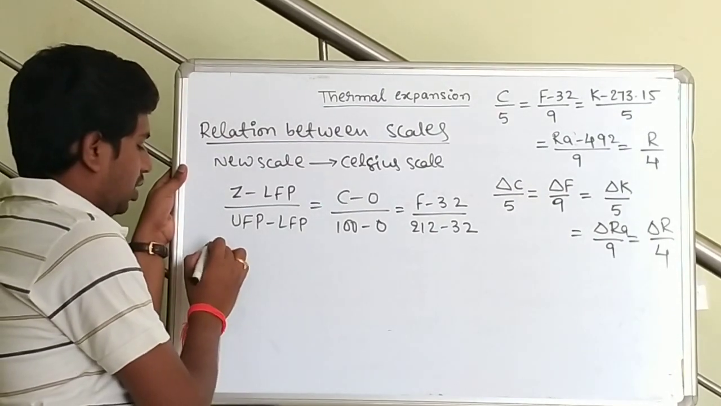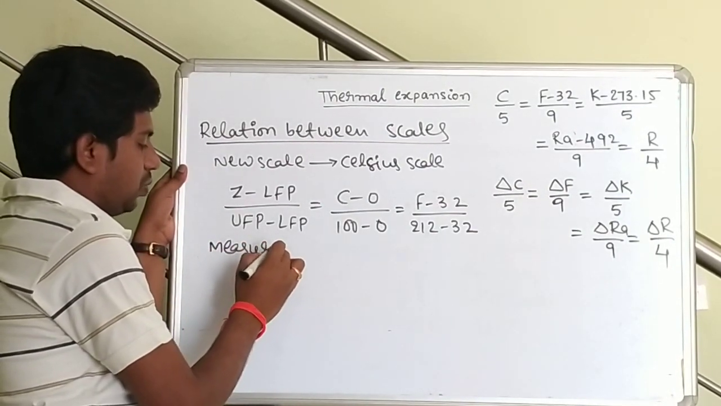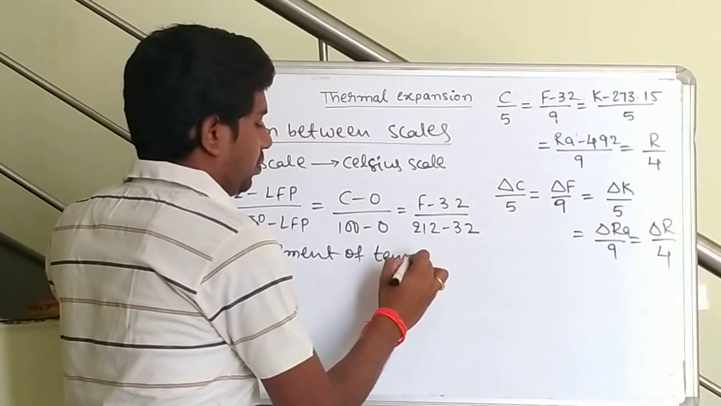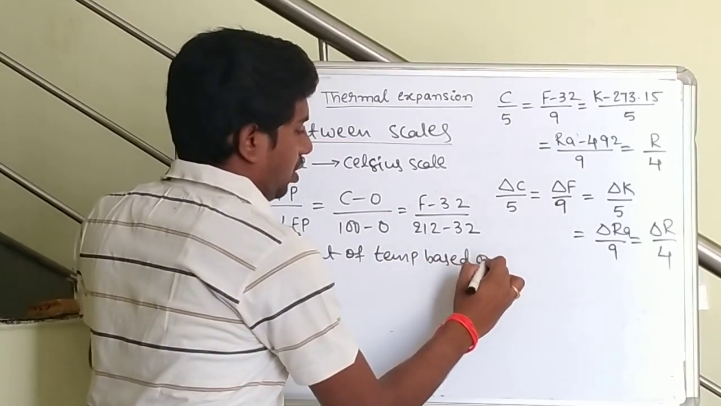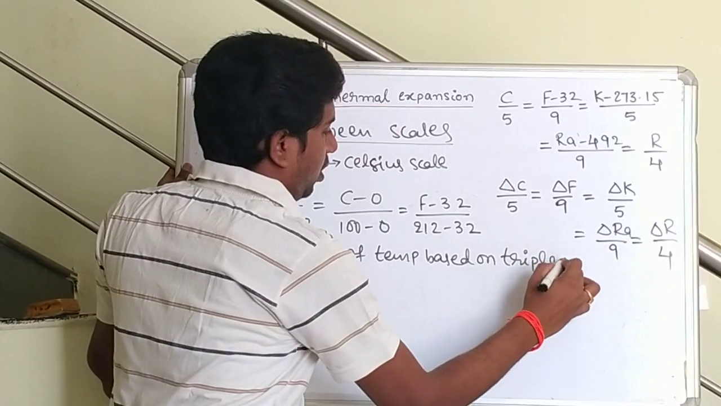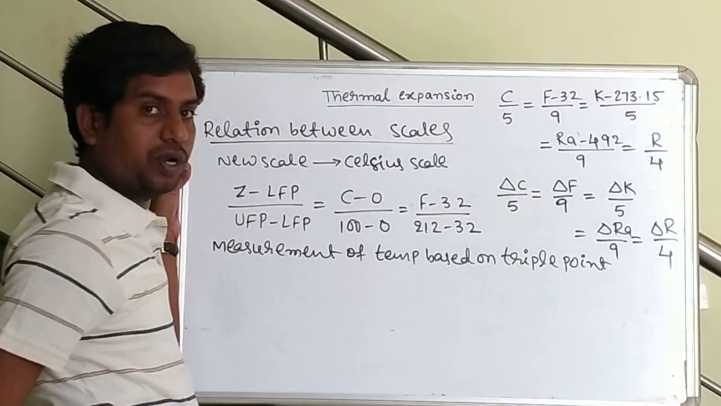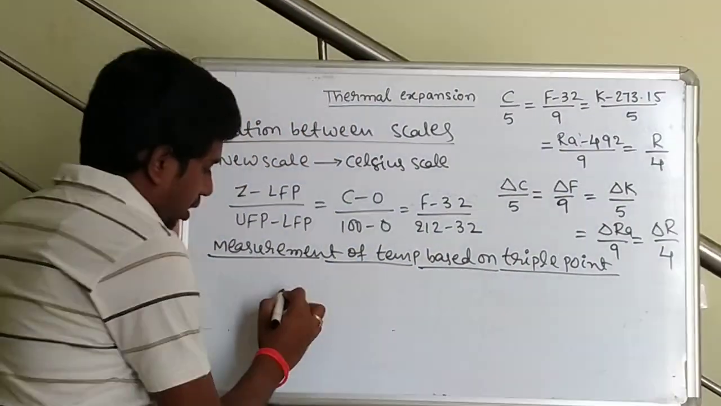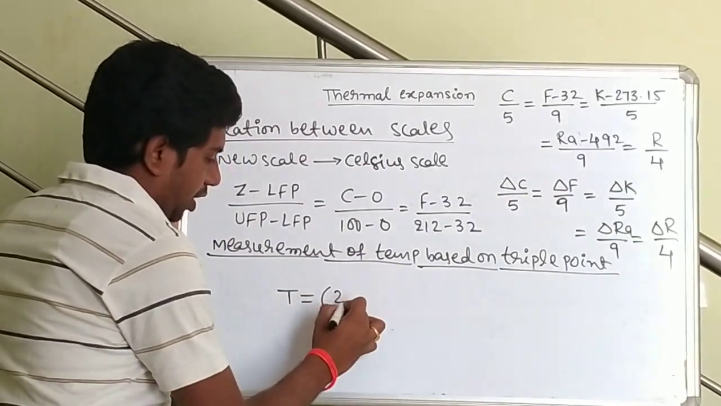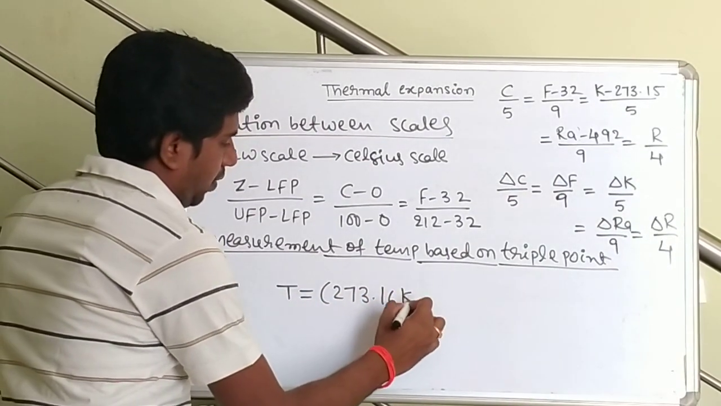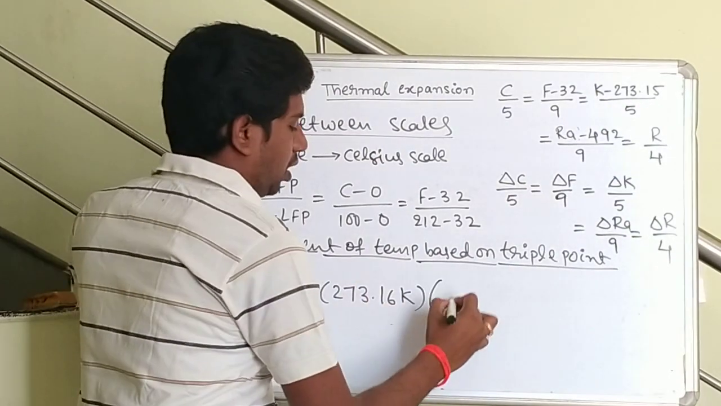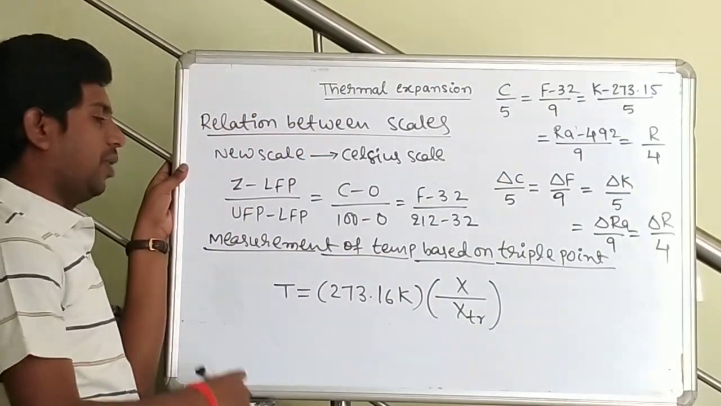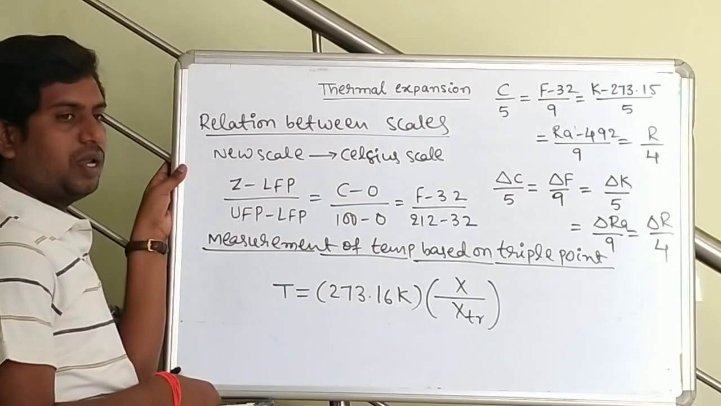So if we measure a temperature using only one fixed point, we say it is the measurement of temperature based on the triple point of water. Here again the same concept is used. So using that concept, we will derive the relation. The relation is 273.16 Kelvin into X by X TR. This is the measurement of temperature based on the triple point of water.